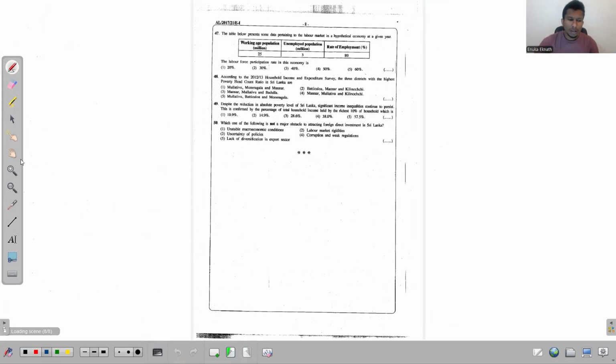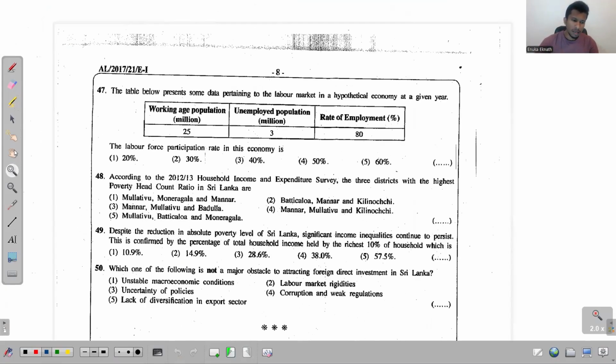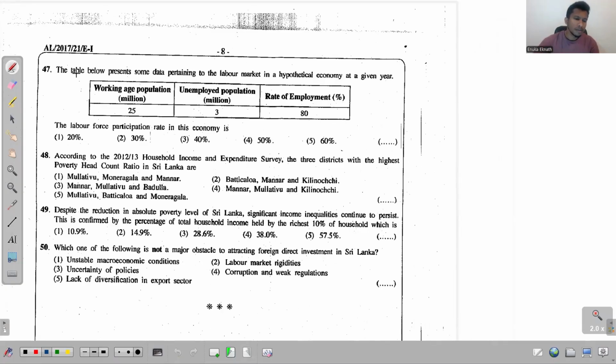Right, let's move to the other side. 47. Right, look at this one. It says the table below presents some data pertaining to the labor market in a hypothetical economy at a given year. So what are the values we receive? You get the working age population, and that's 25 million. You get the unemployed population, that's just 3 million. And the rate of employment is given to us as 80.